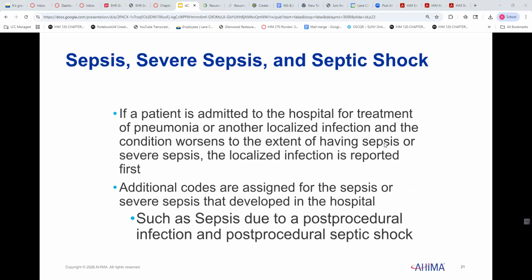If a patient is admitted to the hospital for treatment of pneumonia or another localized infection, and the condition worsens to the point of having sepsis or severe sepsis, the localized infection is reported first. Additional codes are assigned for the sepsis or severe sepsis, and this would be such things as sepsis due to post-procedural infection or septic shock.